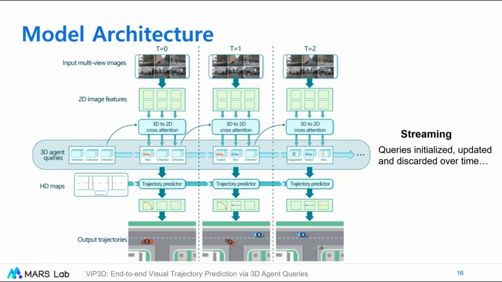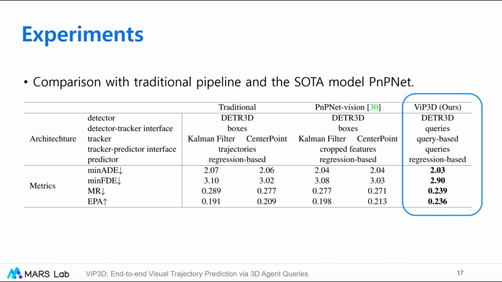Then comes the next frame, time step 2. The model works similarly, tracking old objects and detecting new objects. It's worth mentioning that ViP3D works in a concise streaming manner, with 3D agent queries initialized, updated, and discarded over time. We conduct experiments on the nuScenes dataset.